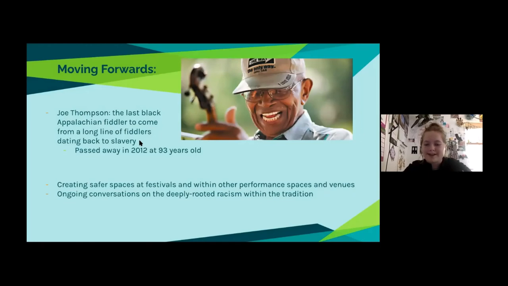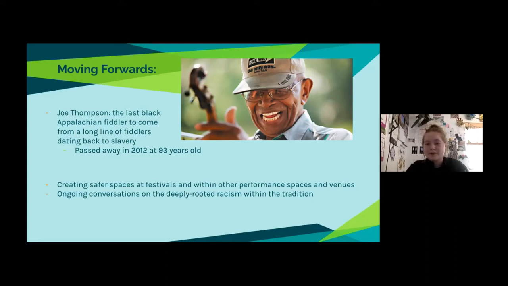Moving forwards, this is Joe Thompson, and he was the last Black fiddler to come from a long line of fiddlers dating back to slavery. He passed away in 2012 at 93 years old. There has been some work done to try to re-diversify Appalachian music in recent years, and also to create safer environments for marginalized communities at festivals and within performance spaces and venues, because there's still a lot of discrimination, and it's not always the most welcoming community of people.